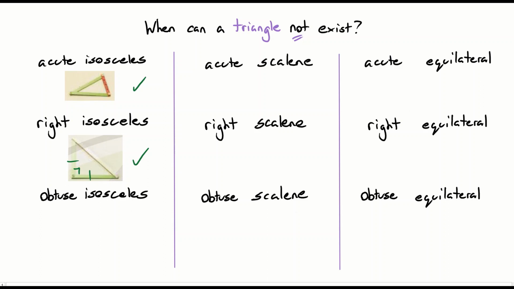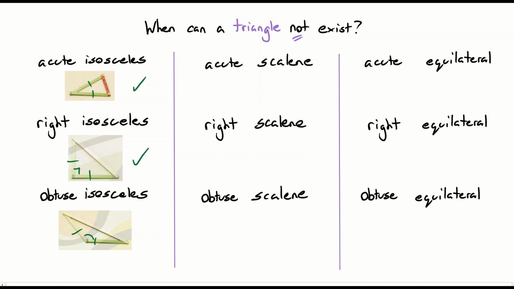What about an obtuse isosceles? That one's a little bit more tricky. Can you have an obtuse isosceles? Of course you can. Two angles right there equal. There's your obtuse angle. And the acute one, those two sides right there were equal. Okay, so you can have an acute isosceles, right isosceles, obtuse isosceles. So isosceles triangles, you're a go for all the different types.